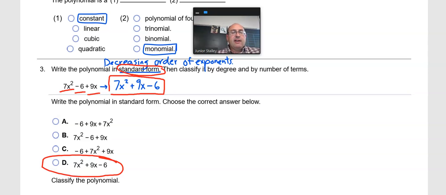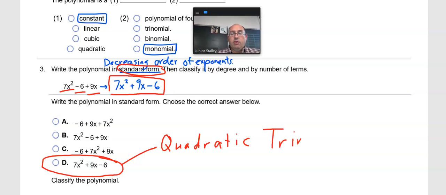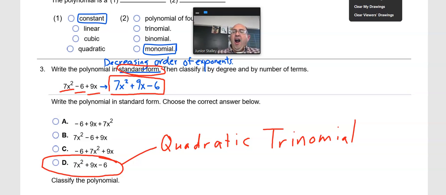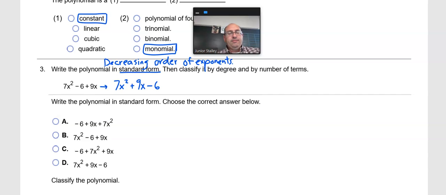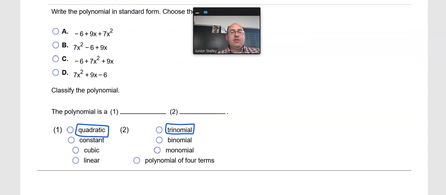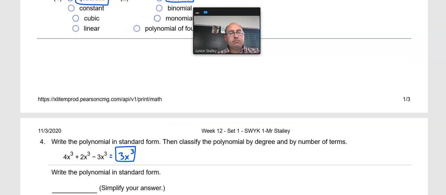How do we classify that? Okay, well, the highest power is a 2. So that would be a quadratic, right? And there are 3 terms. So that would be a trinomial. So this is a quadratic trinomial. That's how it's classified. And I better write that down. Yep, quadratic trinomial. Called it.